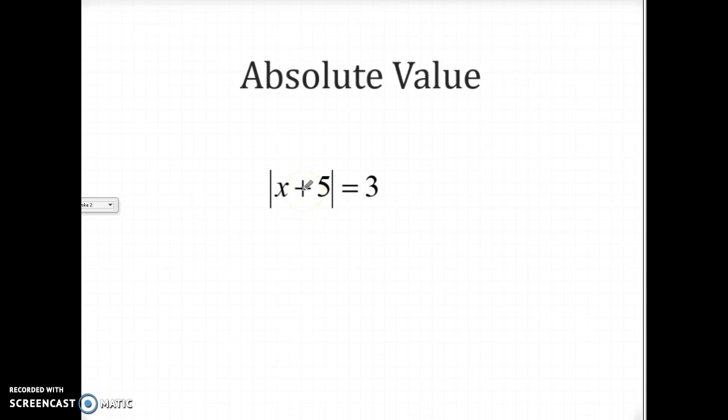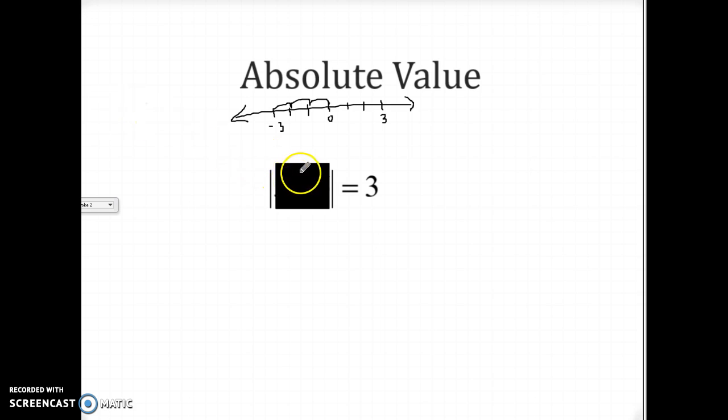So if you just think about that for a second, if we don't know what's inside these absolute value bars, but we know that whatever's in there has an absolute value of 3, you know that that expression is equal to 3 or negative 3, because on a number line, absolute value refers to a number's distance from 0. So if here is 3, it's 3 away from 0, and negative 3 is 3 away from 0.